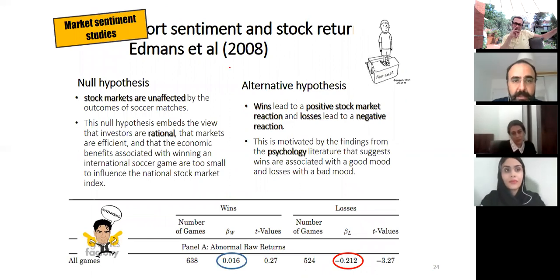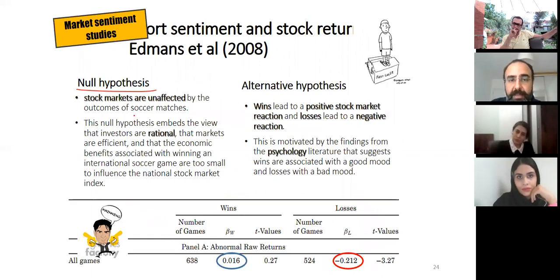They are going to have a null hypothesis and an alternative hypothesis. In the null hypothesis, they said the stock market is unaffected by the outcome of the soccer match. Why? Because we are rational. There is no relation between a football match and the market, so there should not be any impact.